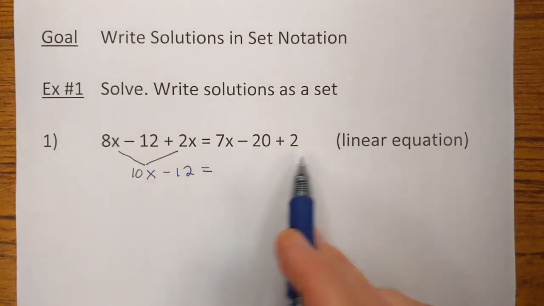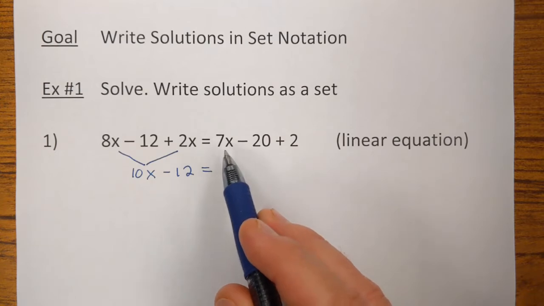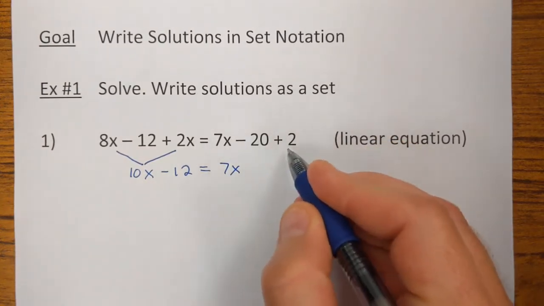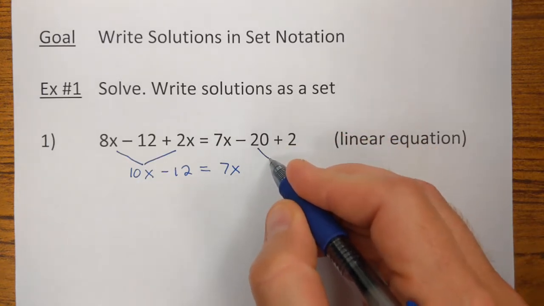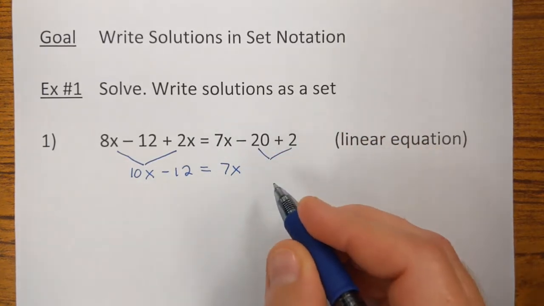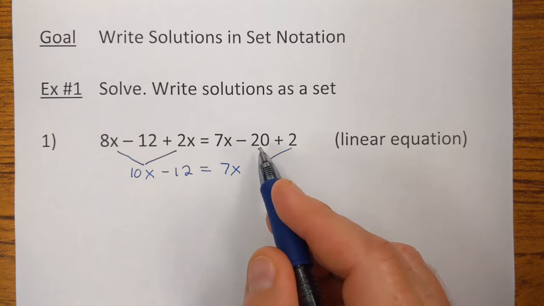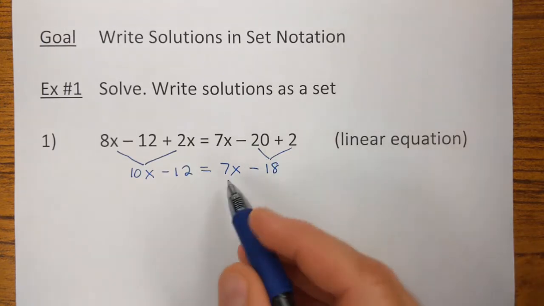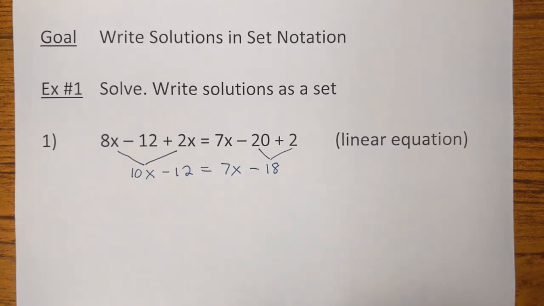Now over here on the right-hand side of the equation, we only have one linear term. It has nothing to combine with, but we have two constant terms. Now this 20 has a minus sign, a subtraction sign to the left of it. I'm going to think of this as a negative 20 plus 2, and that comes out to negative 18. I'm going to write minus 18.